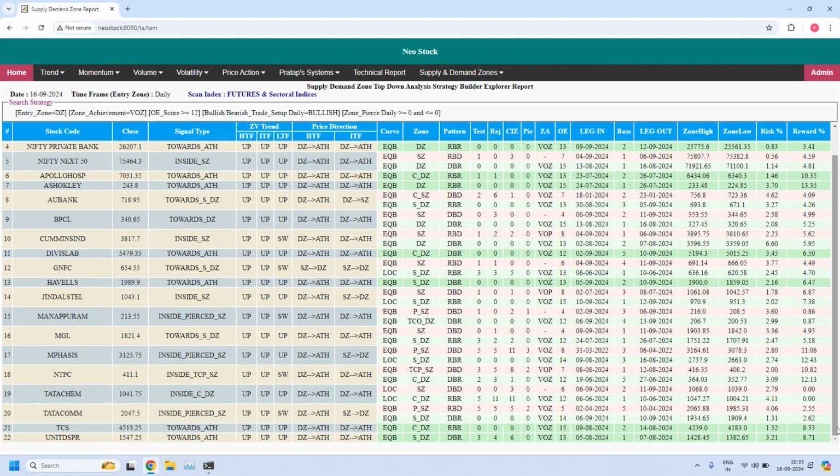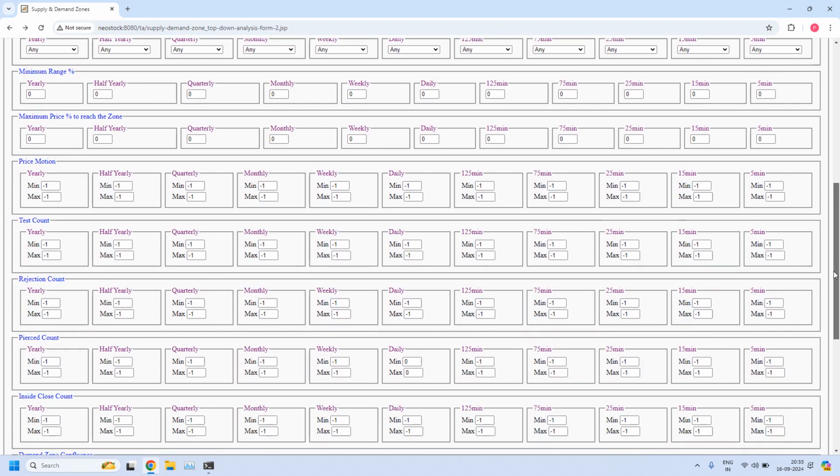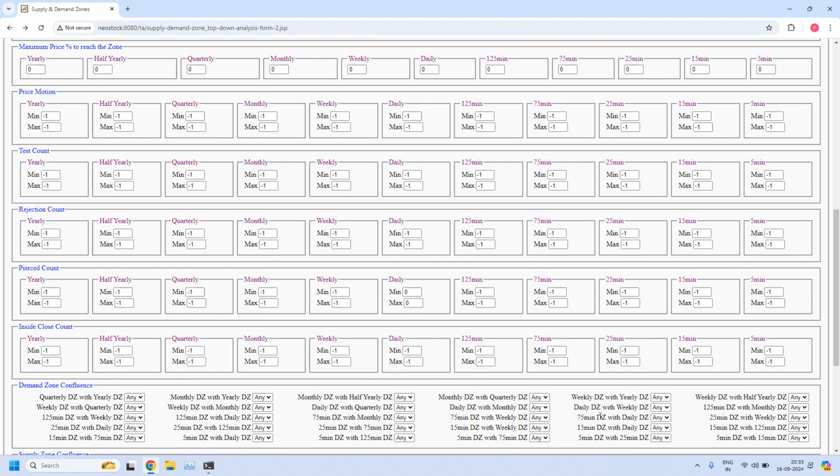Now we have to verify out of these 22, how many are having ITF confluence. That is LTF zone and ITF zone. LTF zone is a daily. So ITF zone is a weekly. So daily zone with weekly zone confluence. That means daily zone should be part of the weekly zone. That is what zone confluence. So let us verify in the demand zone confluence.